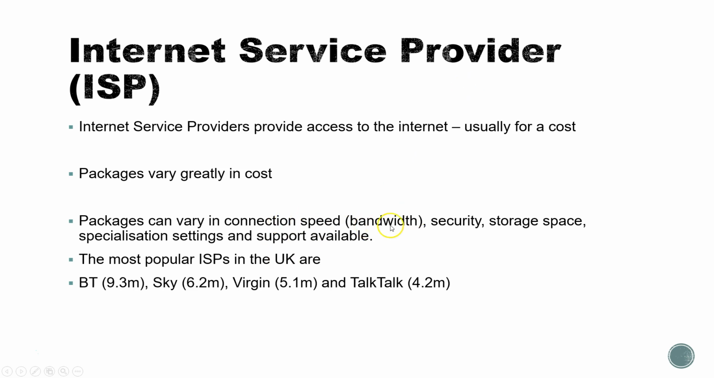Packages will vary in connection speed, bandwidth, so that's the speed that you're going to get your data transferred, security, storage space, specialization settings, and support. So ISPs might provide you with email, for example. They might provide you with space that you could put a potential website, but the downside is that your URL will be something like www.bt.com/this/that/another/yoursite.html, and that's not something an end user is going to remember ever, really.